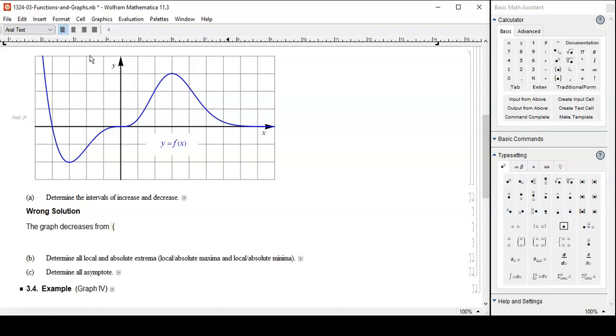Decreases from about negative 4.5, comma 4, to negative 3, comma 2. Did I read correctly?